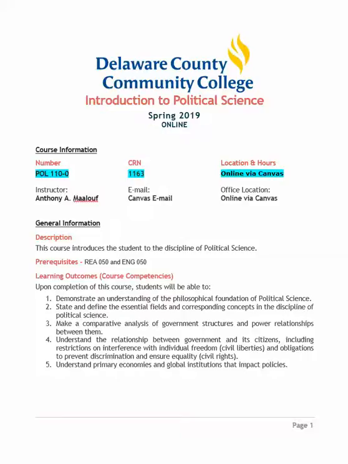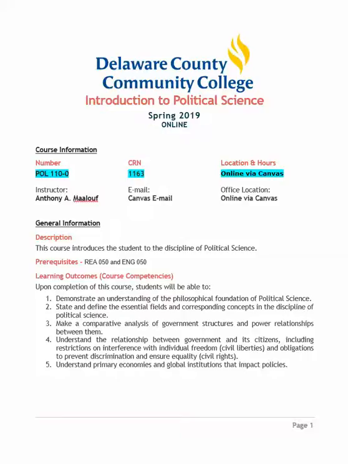State and define, next objective, state and define the essential fields and corresponding concepts of the discipline of political science. So we're going to look at some of the different subfields. Comparative analysis of government structures and power relationships. Sure, part of understanding political science is making comparisons. In fact, I don't know how an instructor can teach political science without making comparisons. So there's going to be a lot of that in this online course.